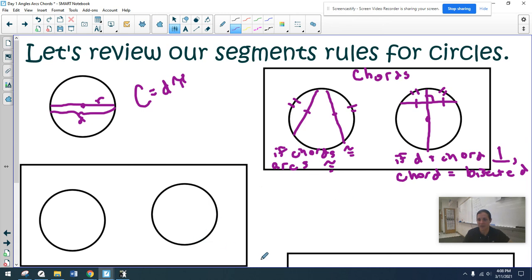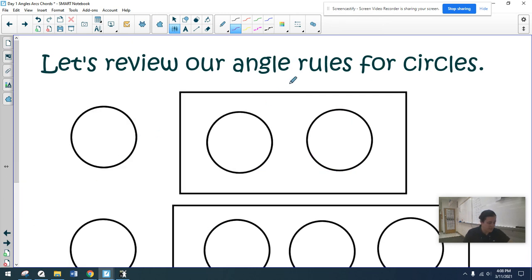We'll add them every time I give you new notes. All right. And then the next one for the angle ones, we only learned one angle one today. So the only one that we learned today was the central angle. So if you're out of the center, this will be the same as this. They'll be equal.